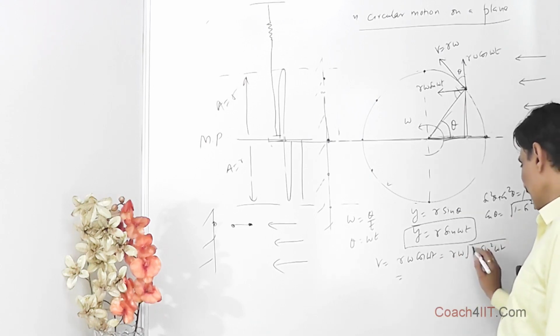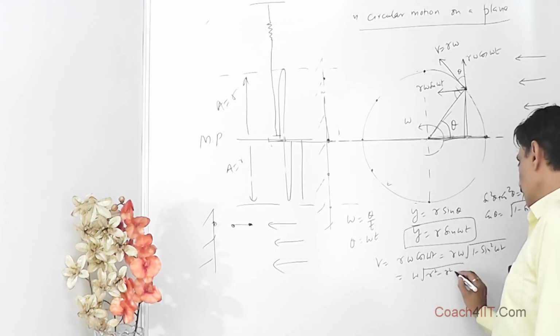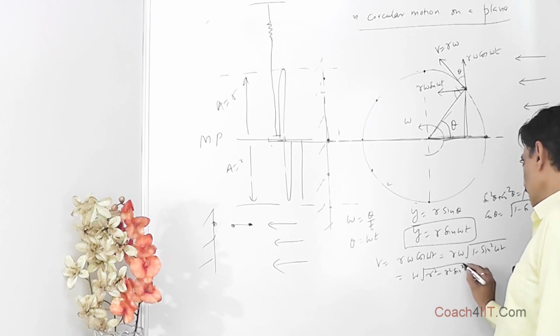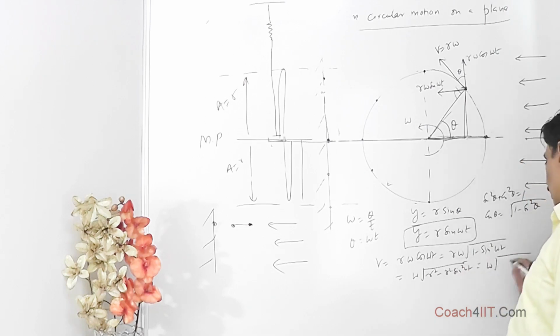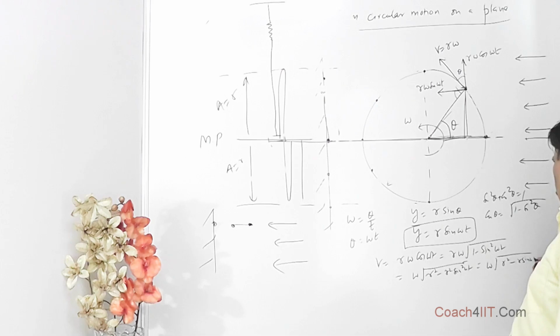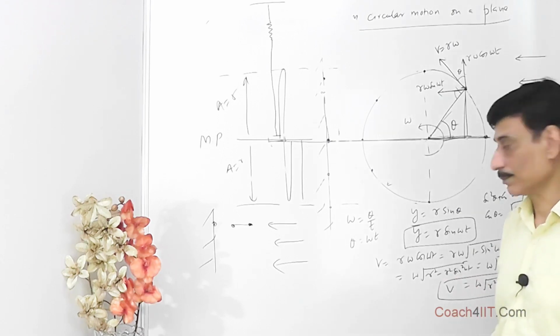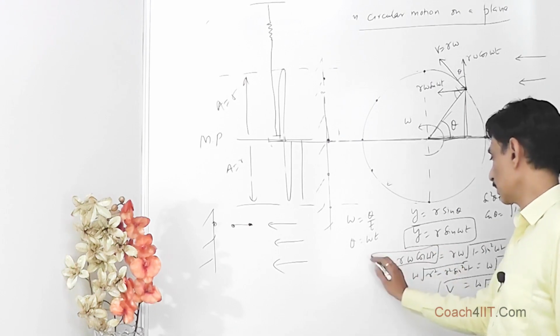If you take r inside this square root, this comes out to be omega times the square root of r square minus r square sin square omega t. But what is r sin omega t? This comes out to be r sin omega t its whole square. We know r sin omega t is y only, so it is r square minus y square. So the velocity function is omega under root r square minus y square.